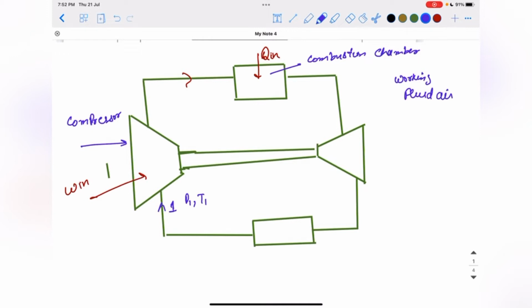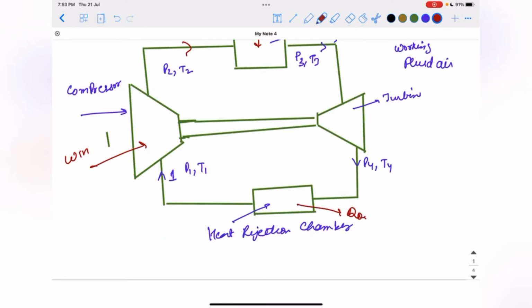It is compressed in a compressor to state P2, T2. Then this air goes to the combustion chamber where some heat is added at constant pressure. So we have a pressure P3 and temperature T3 at state 3. In the turbine, we get some work output. Some part of the work output from the turbine is used to drive the compressor, which I can write as WC.